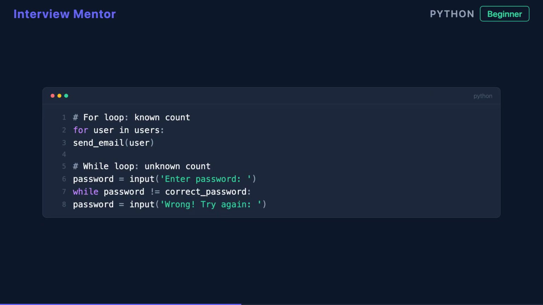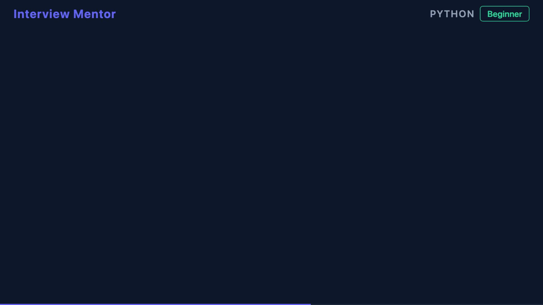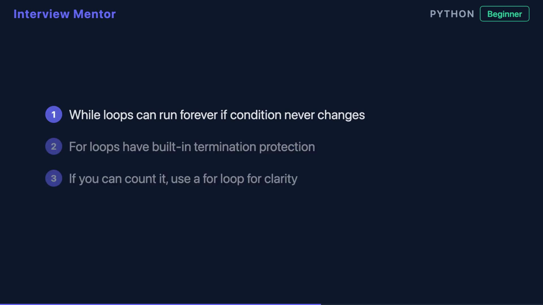Use while loops when you're waiting for user input, reading data until you hit a sentinel value, or processing data until a specific condition is met. For example, keep asking for a password until the user gets it right, or read lines from a file until you reach the end. Here's the critical warning about while loops.